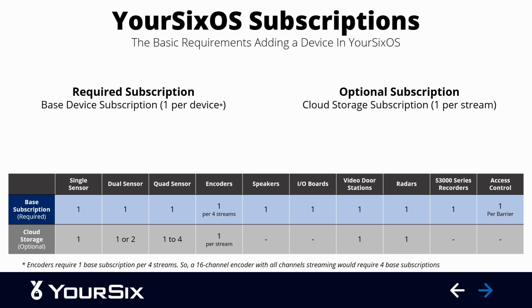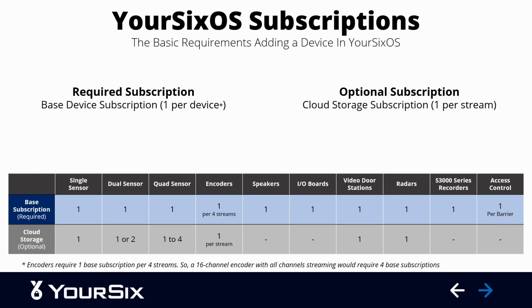As you can see on the screen, there's really two main options. You've got your required subscription on the left here, which is a base device subscription. This is required per device to have it added to the platform. One noted exception is that access control is one per barrier. Now the optional subscription is for cloud storage. So for those devices that have the ability to record to the cloud, those are one per stream.